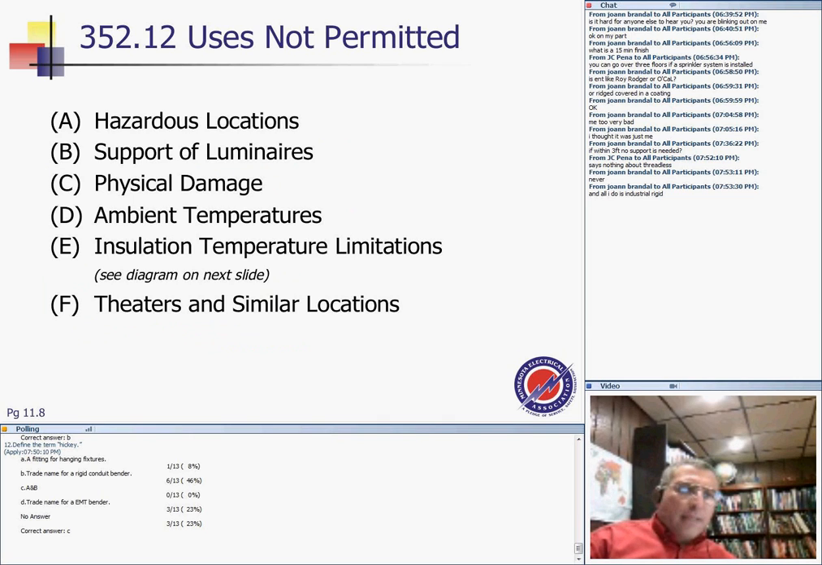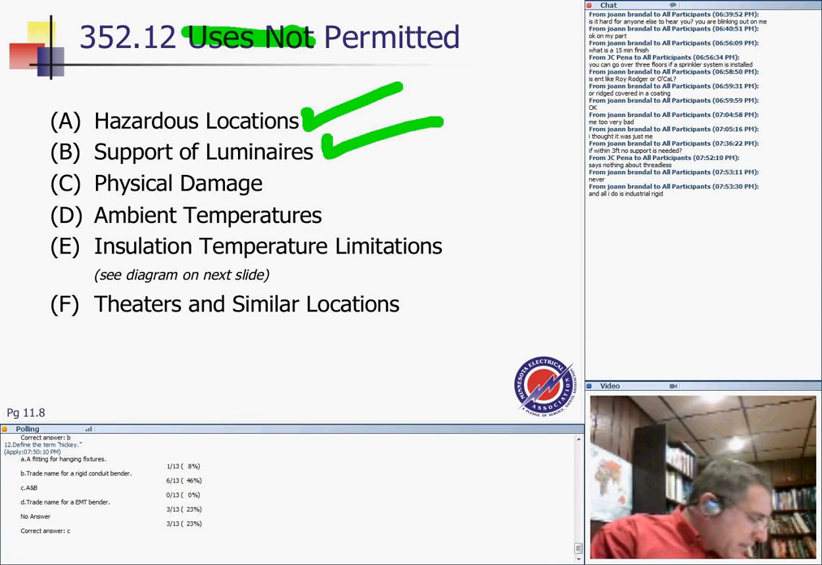The disadvantage, guys, is it's not as superior as rigid. Hazardous location, for the most part, no. Support of luminaires, they don't want you to support luminaires from that. Boxes, yes. Luminaires, no. So for the support of luminaires or other equipment not described in part 2, they refer you to 352.10. So you support up to a limit, guys, and so forth. But for the most part, this is not a luminaire type of conduit.